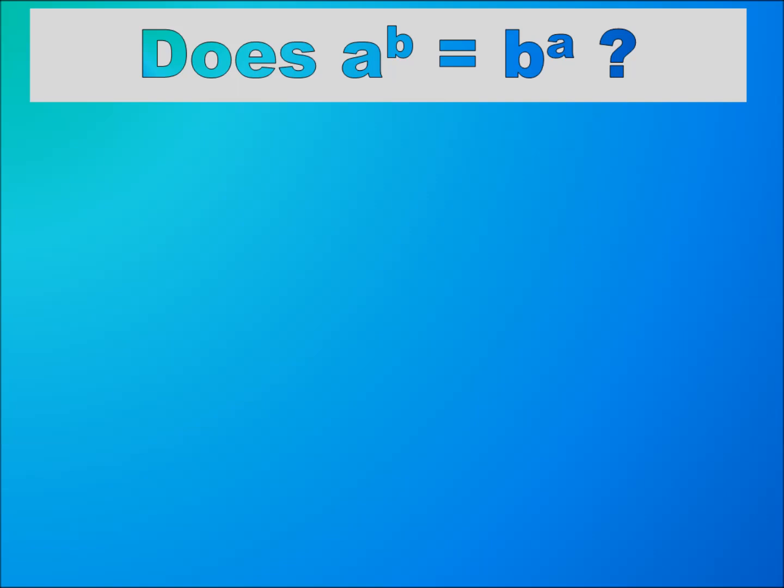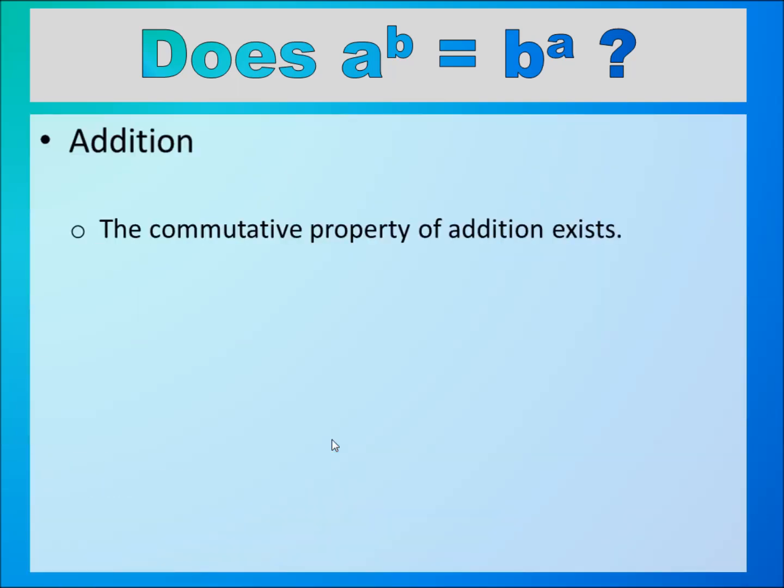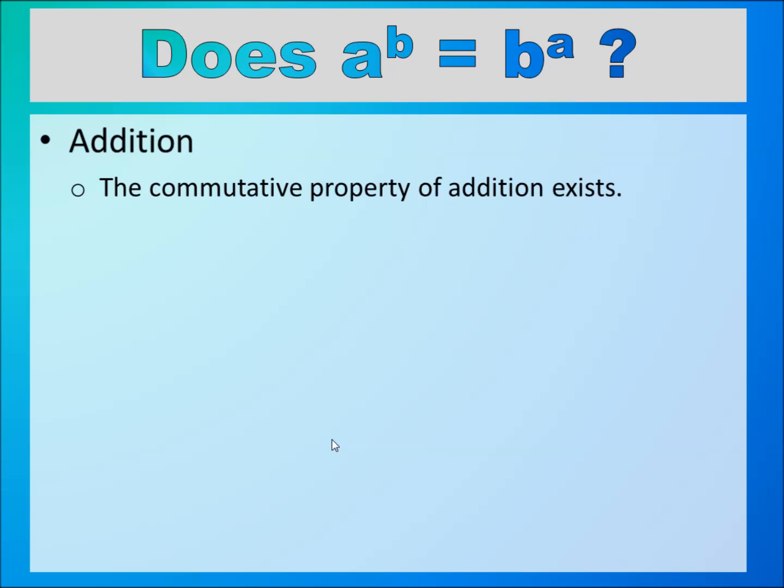Does a to the b equal b to the a, where a is one number and b is yet another number? For addition, the commutative property of addition exists. That is that a plus b is equal to b plus a.